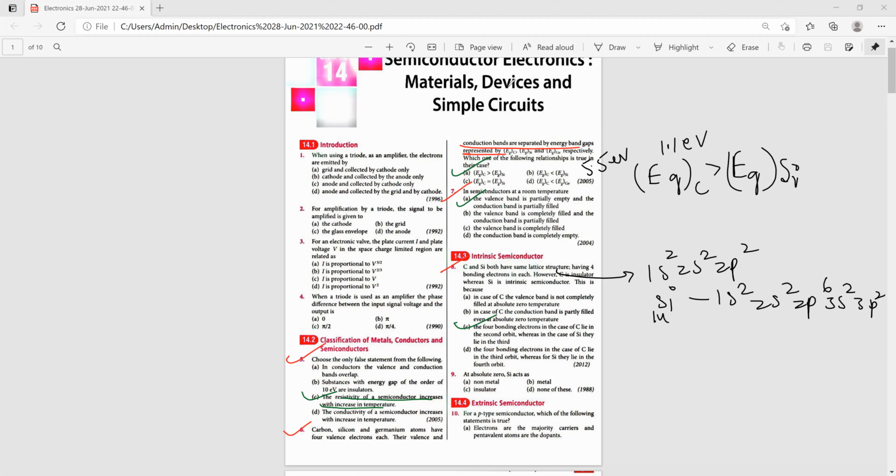Ninth one, at absolute 0, silicon acts as a, so semiconductors are insulators at absolute zero. So for the ninth one, the first one is the right answer. Tenth one, for a p-type semiconductor, which of the following statements is true they have given?